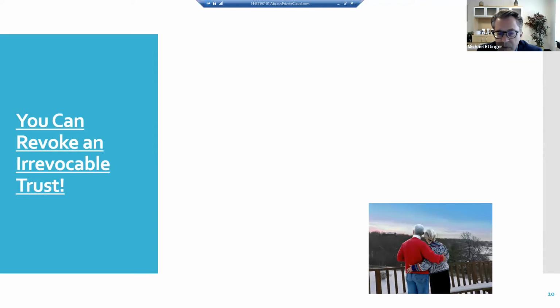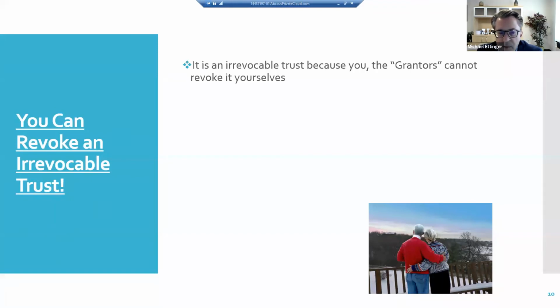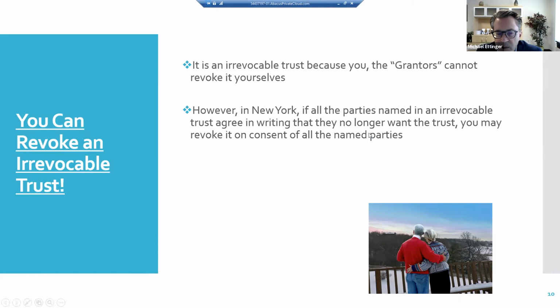Now, a lot of people are afraid of the word irrevocable, but in New York, you can revoke an irrevocable trust. It's an irrevocable trust because you, the people who created it, called the grantors, can't revoke it yourselves. But New York has another rule that says if all the parties named in an irrevocable trust agree in writing that they no longer want the trust, you may revoke it on consent of all the named parties. Well, who are all the named parties? You and the adult children. So if everybody signs, you can undo it.